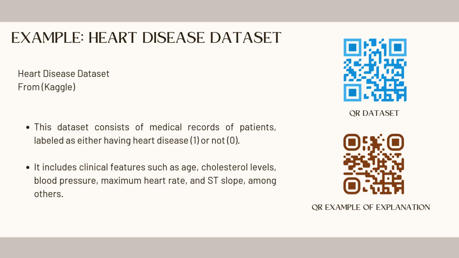To introduce the method, I'll start with a public heart disease dataset from Kaggle. Each row is a patient, and the target variable tells us if the patient has heart disease or not. We have clinical features like age, cholesterol, blood pressure, maximum heart rate, and ST slope. This is a very classic binary classification: predict one if the patient is at risk of heart disease and zero otherwise. Here are the QR code of the dataset that I used and the QR code of the example explanation that I followed.